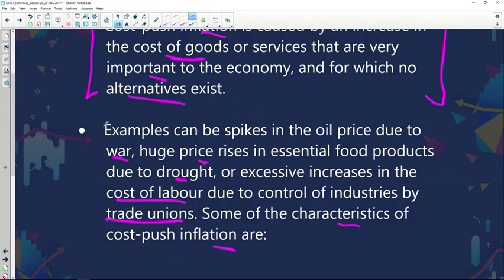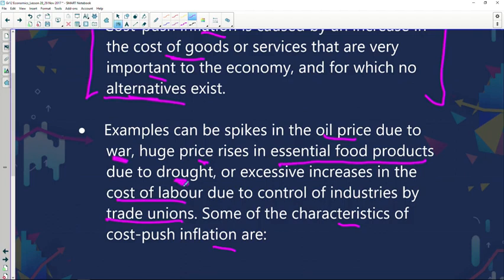So we are looking at cost push inflation, and we know these are some of the examples of these goods that are very important to the economy, and we know that we don't have alternatives for these goods. We know that the oil price as well, we need oil for all sorts of things. So if there's a war, that could cause an increase in this. Also, the essential food products might go up due to drought.